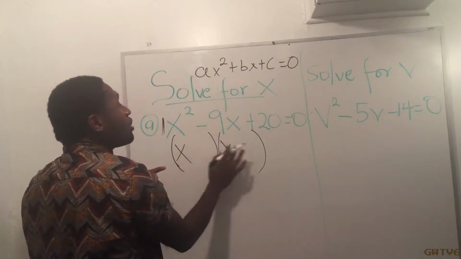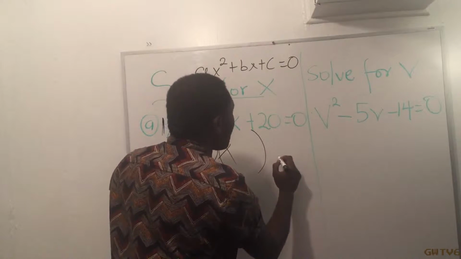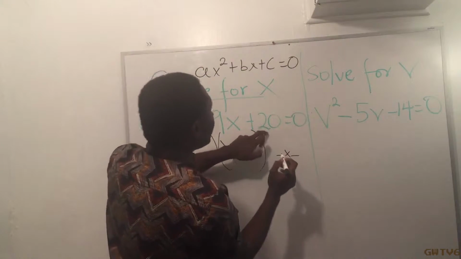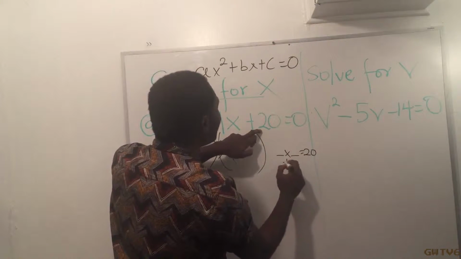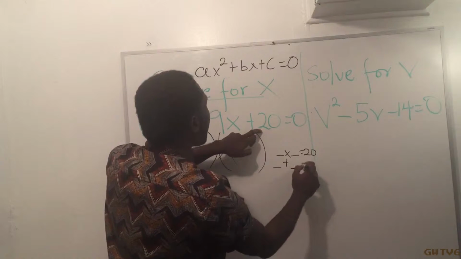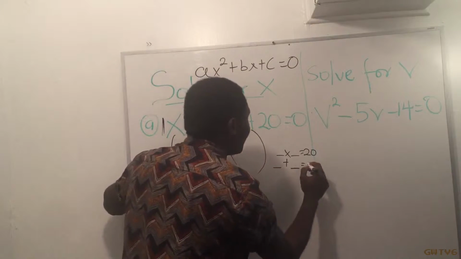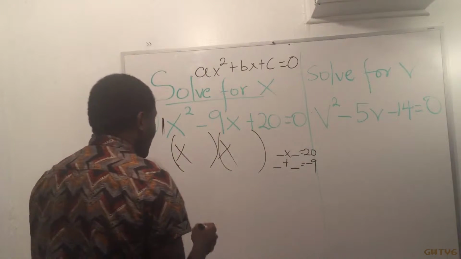So now to figure out what goes here, this is what I do. I'm going to look for two numbers that if I multiply, I should get the number at the end here, which is the 20. And if I add those same two numbers, I should get the middle number, which is -9. So now I'm going to start searching for the two numbers.